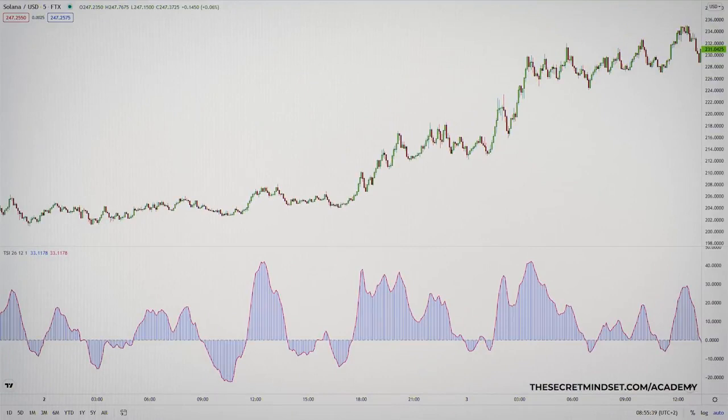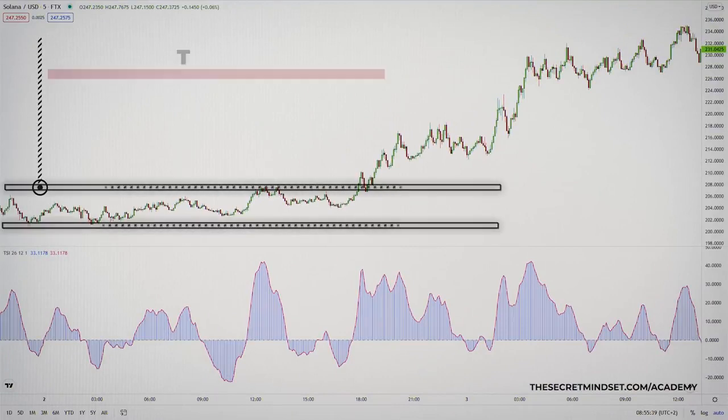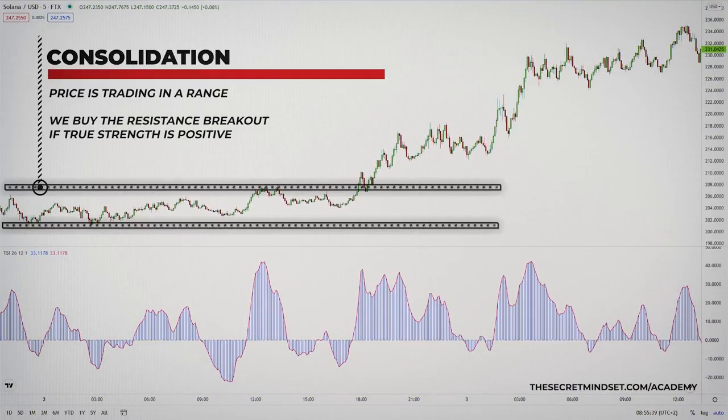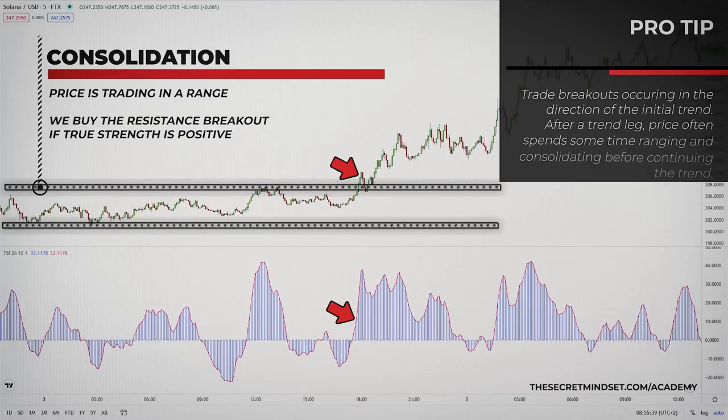Here we have an example of an upside breakout. First, we identify the resistance at this level. As price broke through this area, the True Strength Index became positive and confirmed the move. The breakout also occurs in the direction of the initial trend, and this is the exact type of breakout you should be searching for. This type of breakout can be found during trends.